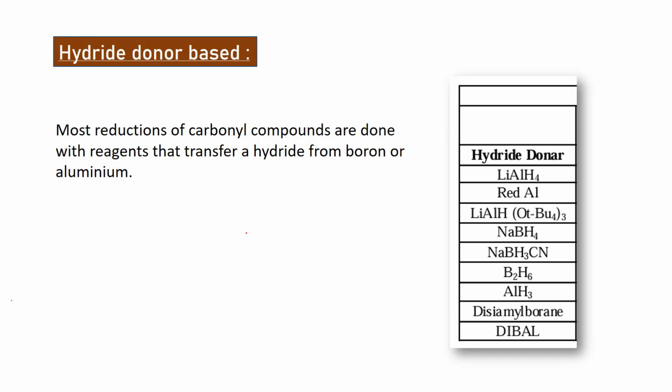So today's topic is hydride donor based reducing reagents. Most reductions of carbonyl compounds are done with this type of reagent that transfers a hydride from boron or aluminium. Here I have shown some important hydride donor reagents. First one is LiAlH4, then LiAlH(OtBu)3, NaBH4, NaBH3CN, borane, AlH3, disiamylborane, and lastly DIBAL.